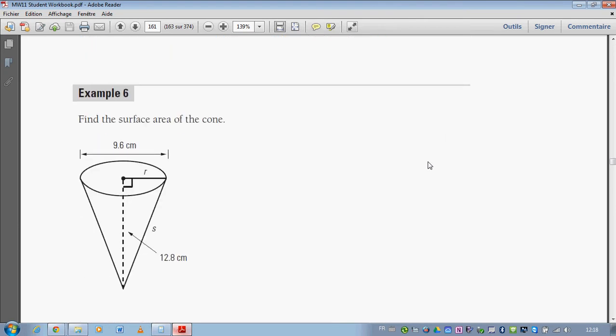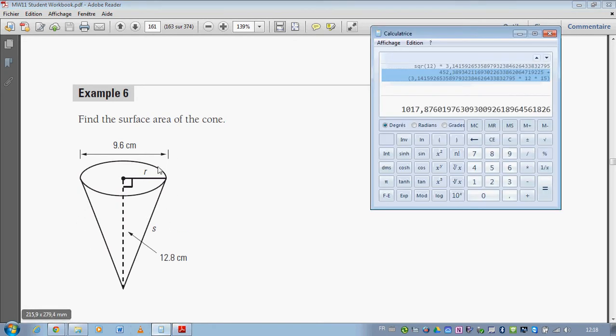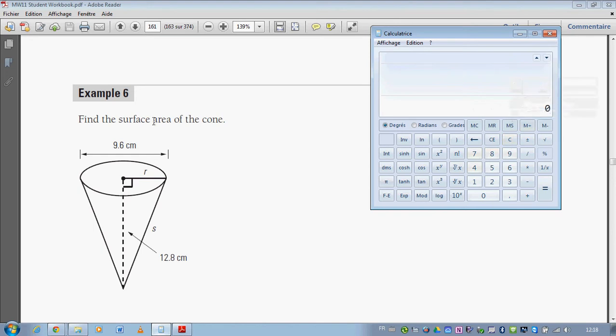Now moving on to example 6, it's asking you to find the surface area of the cone. Now, you know that the surface area of a cone is pi r squared plus pi r s. So that's base area plus lateral area. Now, for your base area, you're provided with the diameter. You're not provided with the radius, but you know that if you take your diameter and divide it by 2, that gives you your radius.